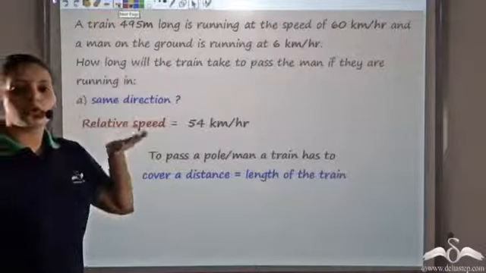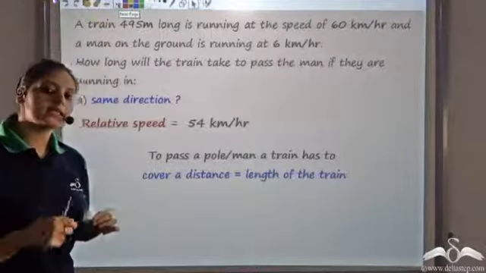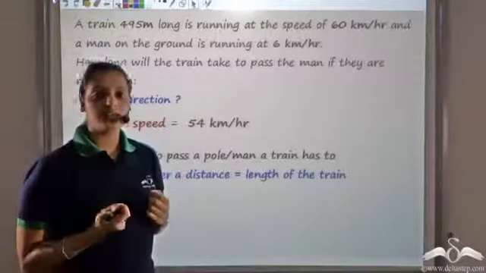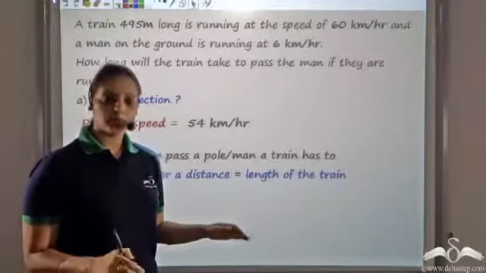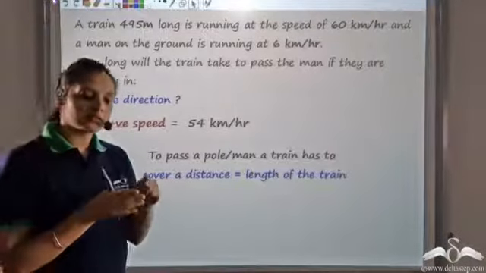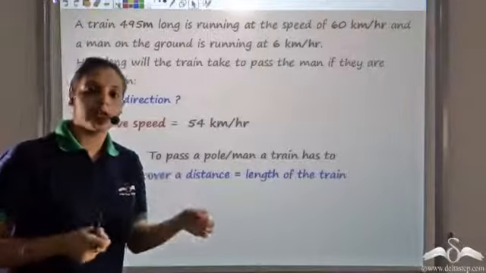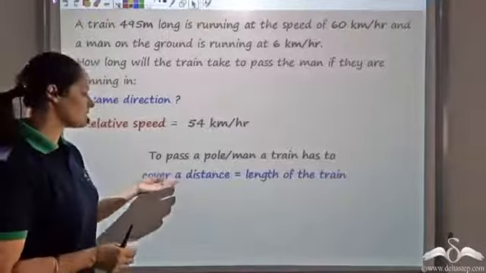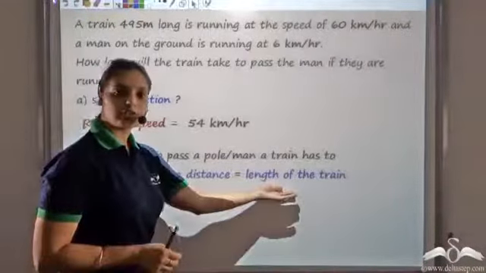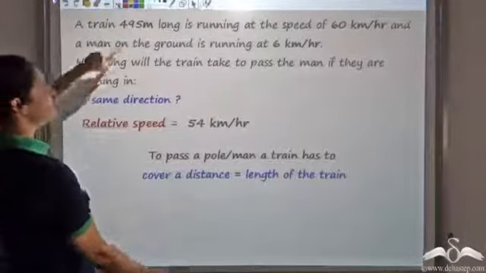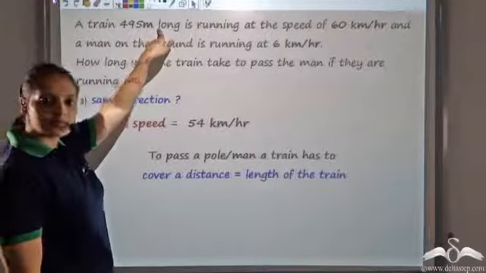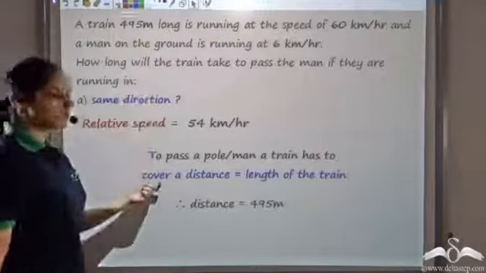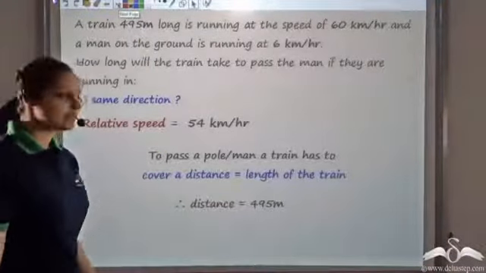Now the train had to cross the man. We've already seen that when you want to cross a pole or a man, the distance covered is nothing but the length of the train only, because the length or width of the man would be negligible in front of the length of the train. Hence, the distance covered would be equal to length of the train only. We know length of the train is 495 meters. So that is the distance covered. Therefore, distance would be 495 meters.